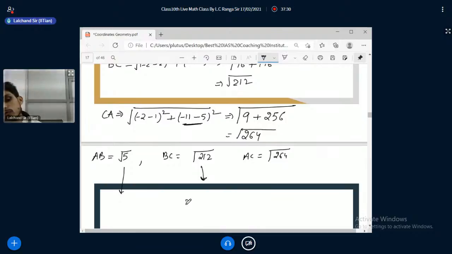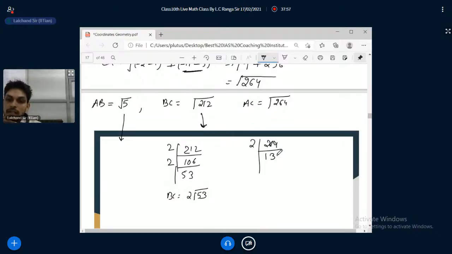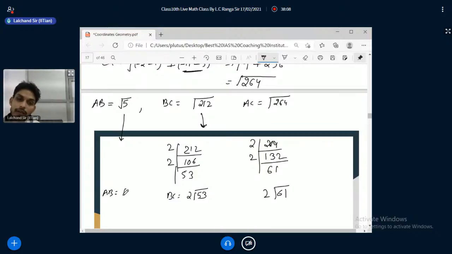If we simplify 212 by factorizing, we have 106, then we have 53. So we can write BC equal to 2 root 53, isn't it? And if we simplify 264, what value can we write? If we divide by 2, then we get 132. Again divide by 2, then we get 66. We can write 2 root 61. And this is the value of AB, that is root 5.